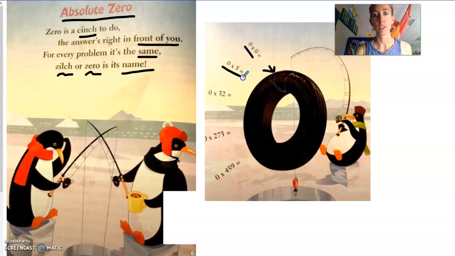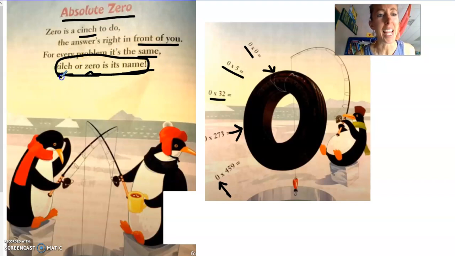0. 0 times 5, oh my gosh, it's 0. 0 times 32, oh wait, that's 0. 0 times 273, 0. 0 times 459. Let me think. There's a factor of 0. So guess what? Zilch, or 0 is its name. I love factors of 0. Okay, let's go to the next one.